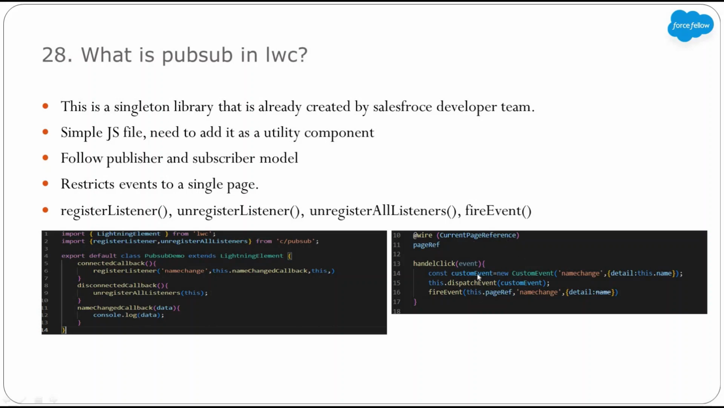In the right side image, this is the other component. If you want to send data to another component, we need to create a custom event, and here you need to pass the event name and payload, and then dispatch that custom event, and at last you need to use fire event. This is a method of the Pubsub library, and you need to pass the page reference, the event name, and whatever data you want to pass to that event. This is how you can use the Pubsub library to communicate between non-related components. From the publisher side, you need to create a custom event and dispatch that event, and at the subscriber side you need to register the listeners. Okay.